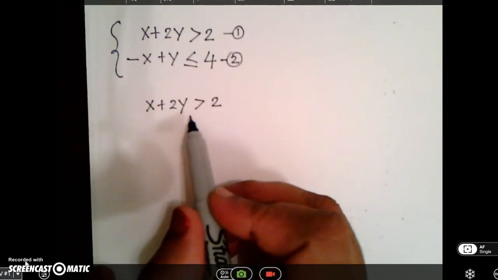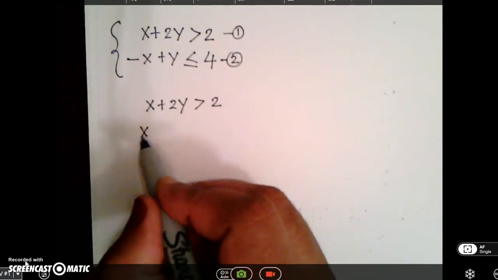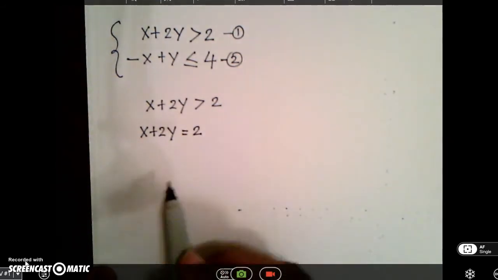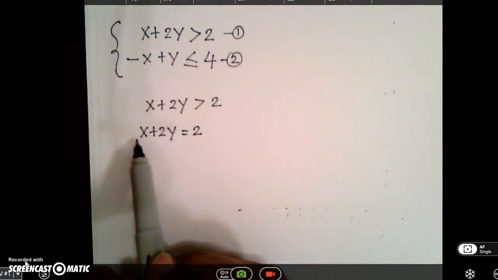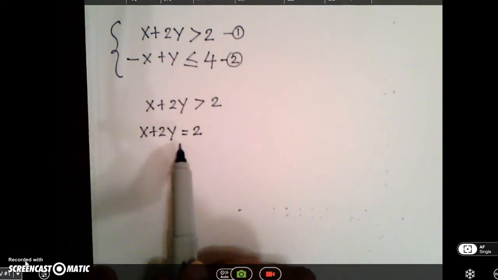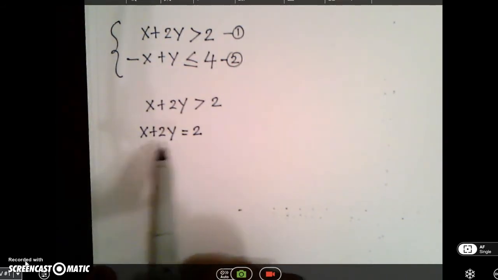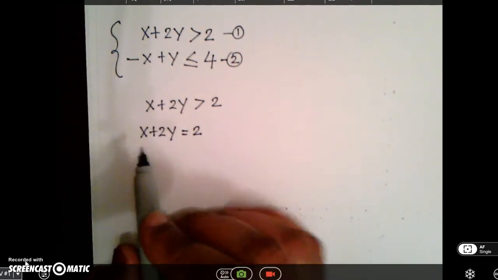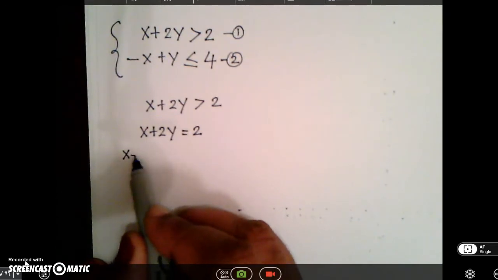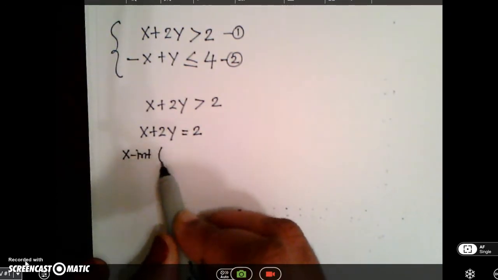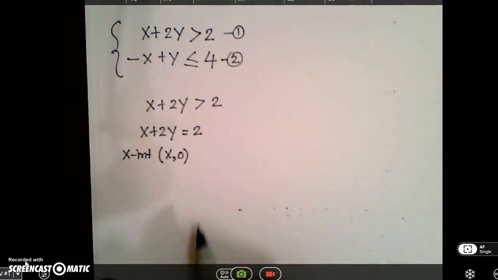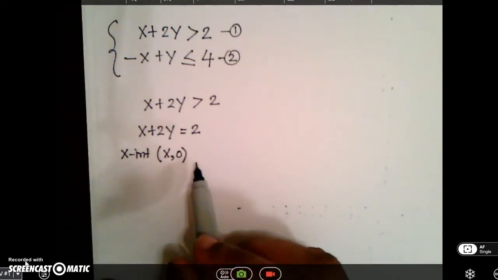To graph this inequality, first of all I need my boundary line. So I'm going to make it into an equation and find the boundary line. As you can see, this equation is in standard form and the coefficients are going to evenly divide my constant number. So I'm going to keep it as is and figure out my x-intercept and y-intercept. If it's not going to divide evenly, then I would change it into slope-intercept form and graph using slope and y-intercept.